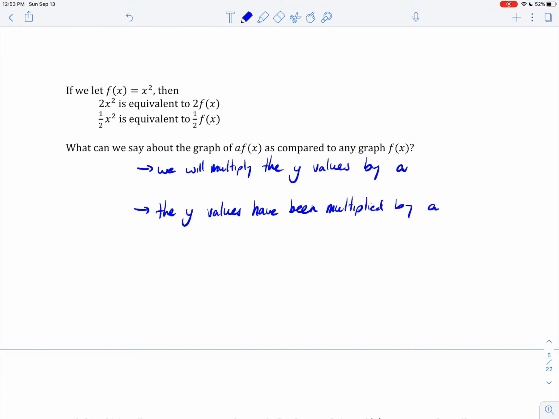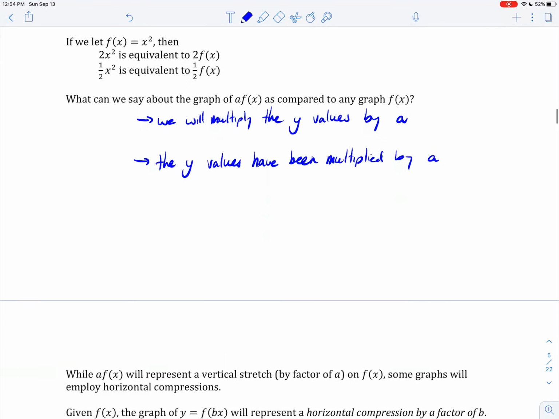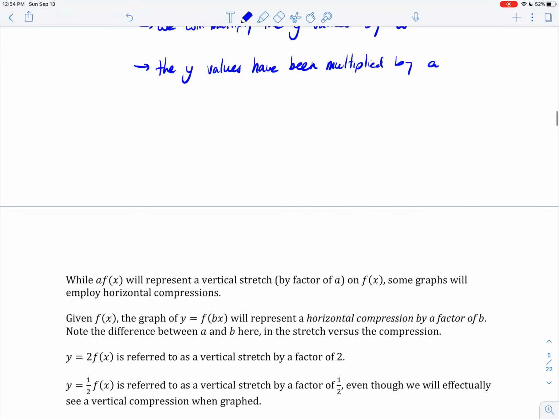Effectually, what do we see? We see stretches, or we see kind of squishy downs. We see a stretch with a value like 2. We see a squishy down, or a compression, with a value like 1/2. Because when we multiply something by 2, it gets greater. When we multiply something by a half, well, half a pie isn't as much as a full pie, or half a cake, or whatever it is you're multiplying by half these days.